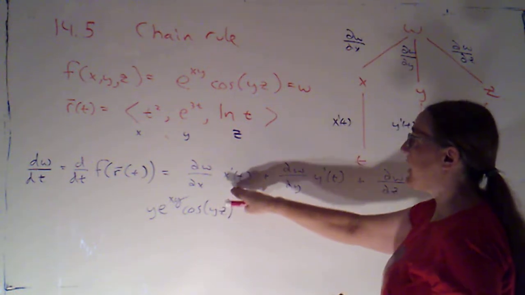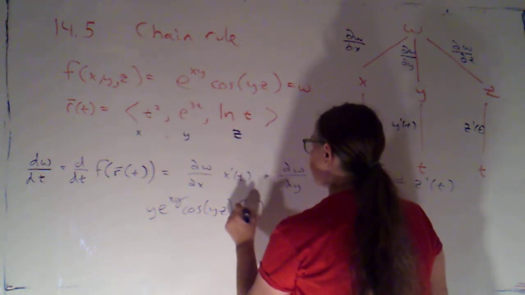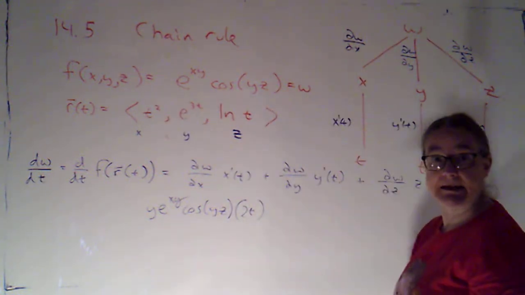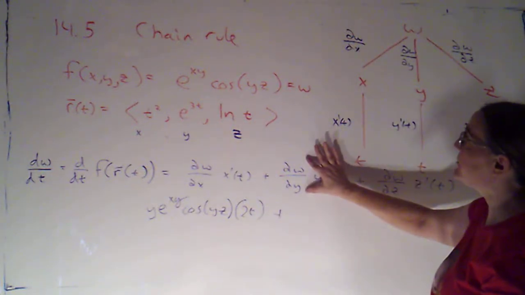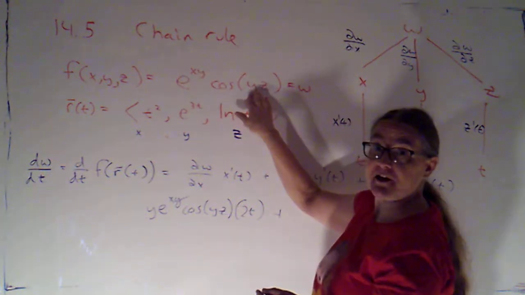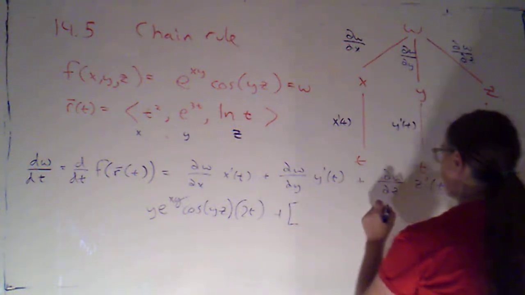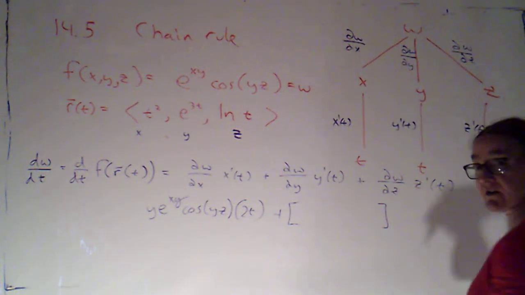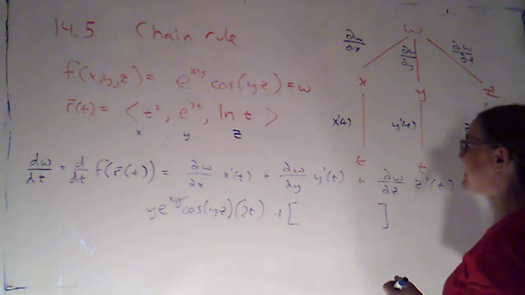We've got to multiply that by x prime of t. X was t squared, so that's going to be times a 2t. Plus, now I need the partial of w with respect to y. Now that one is going to involve product rule because y shows up in both of these factors. So I'm going to immediately just put some brackets there so that I remember that that whole thing will get multiplied by y prime of t.